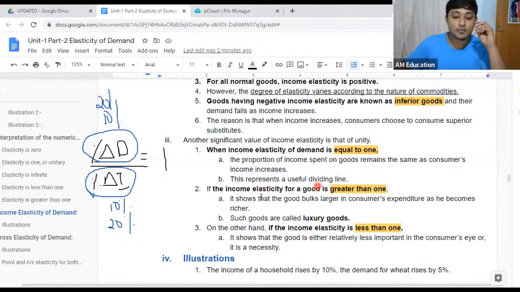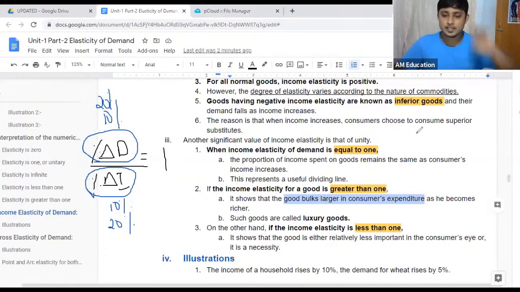Clear? And when the formula's answer is greater than 1, what did he say? Then it shows that the good bulks larger in consumers' expenditure as he becomes richer. What does that mean? If the income elasticity of demand is equal to 1, as you've seen in the example, the proportion has stayed at 50%.